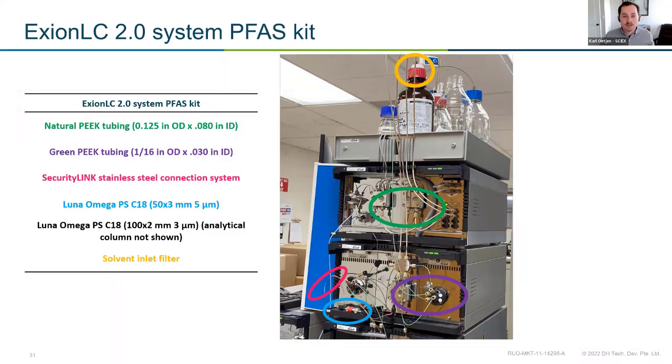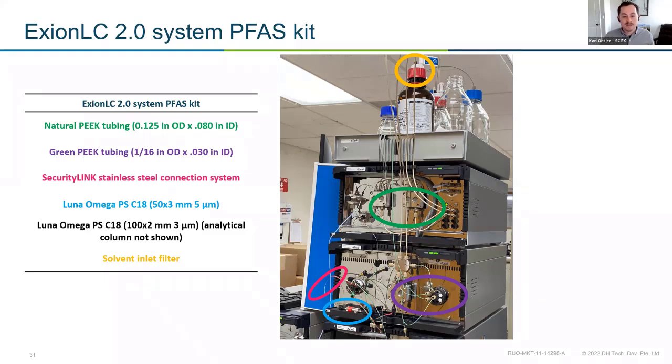Same thing for some of the smaller diameter tubing. So those green PEEK tubing is what we'd use. And then probably the question I get asked the most when it involves this PFAS kit is, where does that delay column go? And we'll talk about what a delay column is and its purpose, but where that delay column would go, which is circled in that light blue, it's right after your mixer.